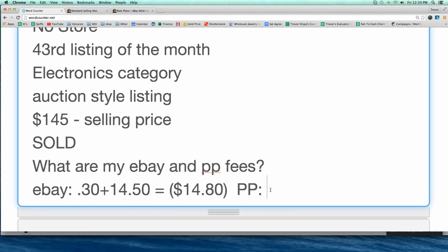PayPal. So PayPal, definitely, if we sold the item, we're going to be paying a PayPal fee. PayPal is, remember, 2.9%, so I'm going to take $145 and multiply that by 0.029. That's 2.9%, and that would actually round up to $4.21. But that's not it, remember. There's also a 30-cent transaction fee for PayPal. So you're at $4.51, right? We all pretty close there, guys? It looks like it. Most of you guys were pretty close there.